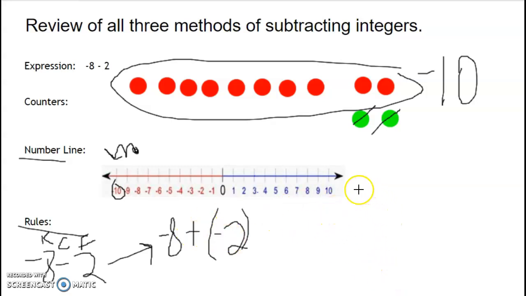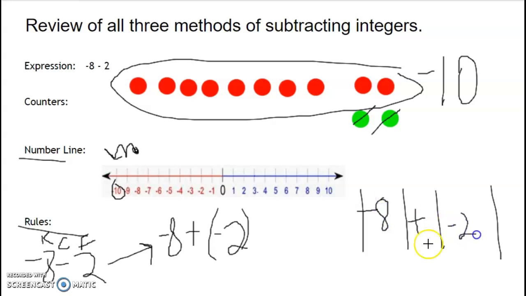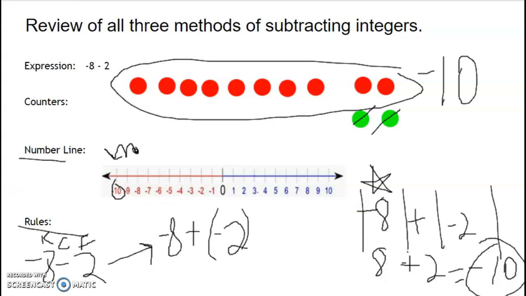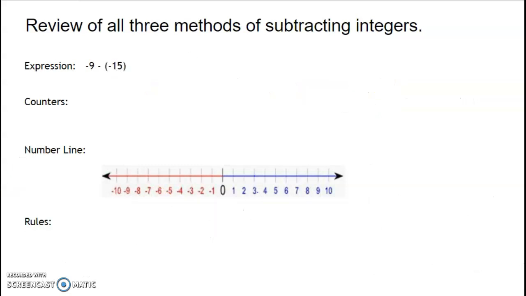So since the signs are the same, I'm going to add my absolute values. So the absolute value of negative 8 plus the absolute value of negative 2 gives me 8 plus 2, which equals 10. However, the larger absolute value is negative 8, which means I'm going to keep the sign attached. So that would be negative 10. All right, almost through. Thank you guys for sticking with me so long.